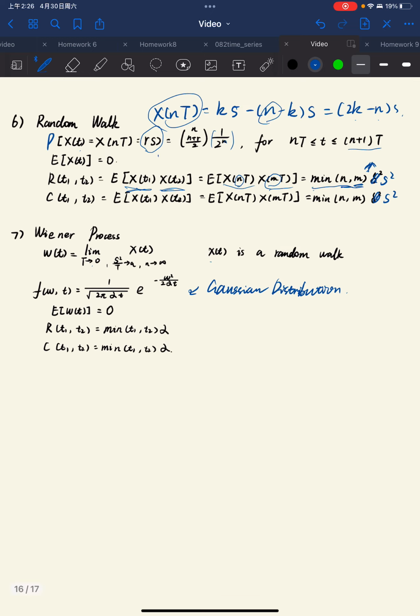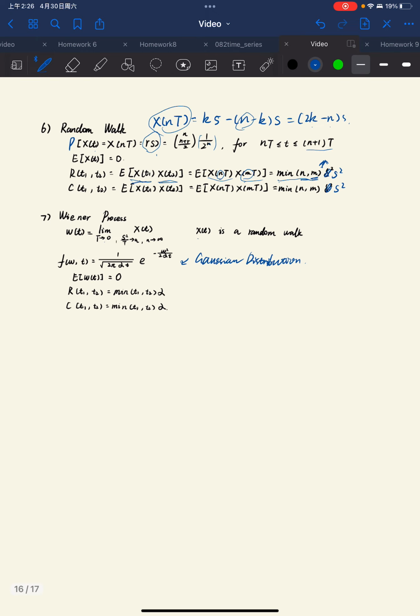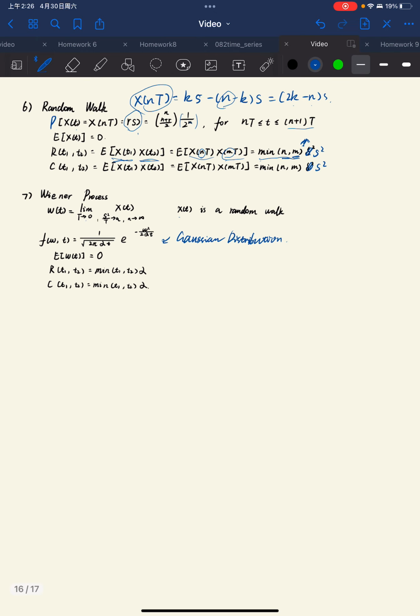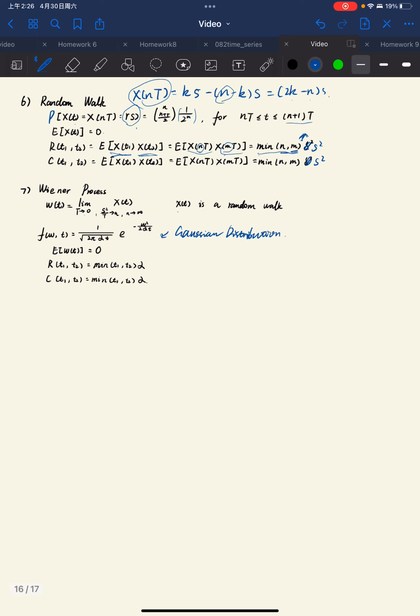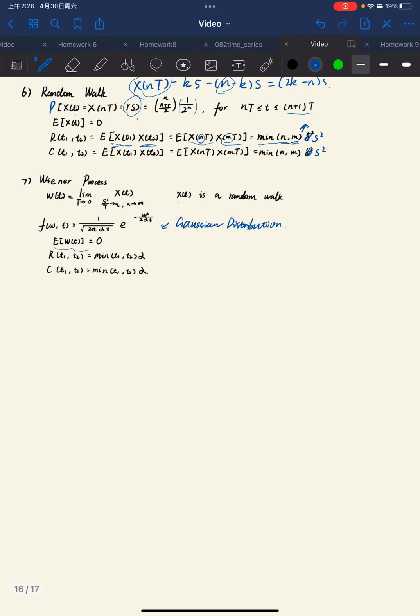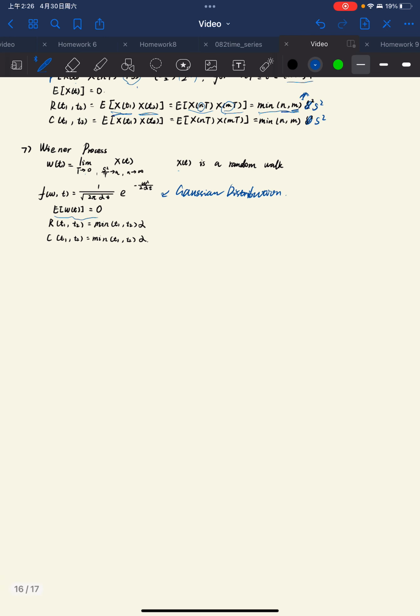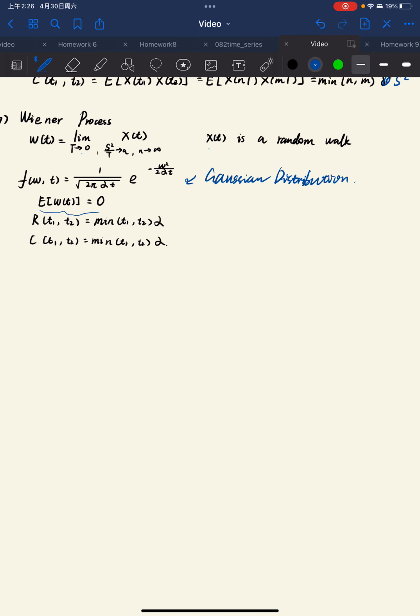And still, because the limit doesn't really affect the expected value for the two kinds of outcomes, the expected value is still 0. And for the correlation, we don't have the effect of s, so finally its correlation and covariance are equal to the minimum of t1 and t2 times alpha.